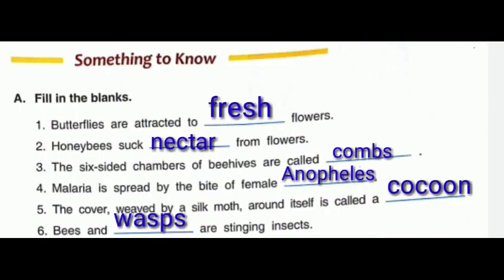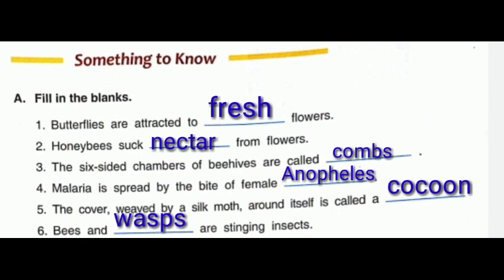Okay, now moving on with the solved exercises of the chapter. So let us begin with something to know, fill in the blanks. The first one is, butterflies are attracted to dash flowers. So the answer is fresh flowers. Second, honeybees suck dash from flowers. So the answer is honeybees suck nectar from flowers.